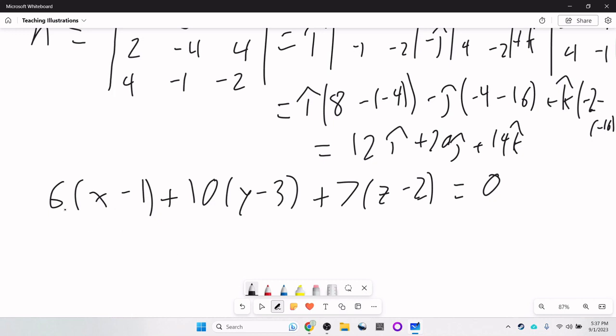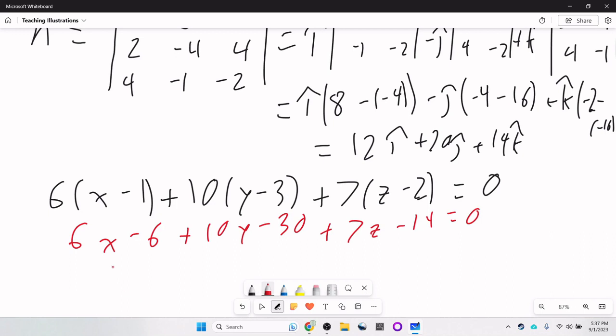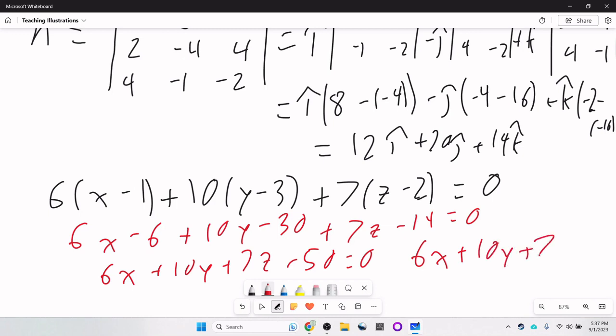If you want to expand this out into standard form, the reason why you might want to do that is because that way it's unique, or at least closer to it, depending on if you factor properly. You could have used the P, the Q, or the R here, but if we expand this out, 6x minus 6 plus 10y minus 30 plus 7z minus 14 is 0. So 6x plus 10y plus 7z minus 50 is 0. Or 6x plus 10y plus 7z equals 50. That would be the equation of the plane, the standard form.